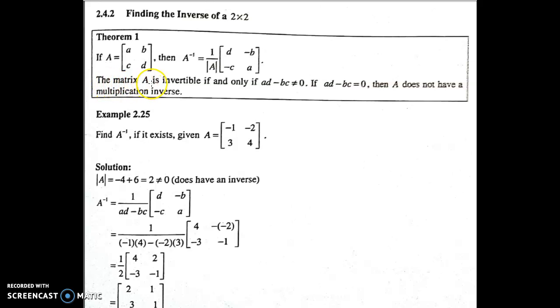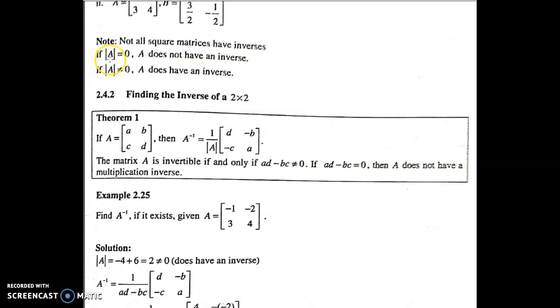The matrix A is invertible, meaning that it can be inverted, if and only if AD minus BC is not equal to 0. What is AD minus BC here? AD minus BC here is actually this, or in other words, the determinant, right? The same as what we discussed before. If the determinant of A is not equal to 0, it means that it does have an inverse. But if it is equal to 0, it does not have an inverse. In other words, it's not invertible, right?